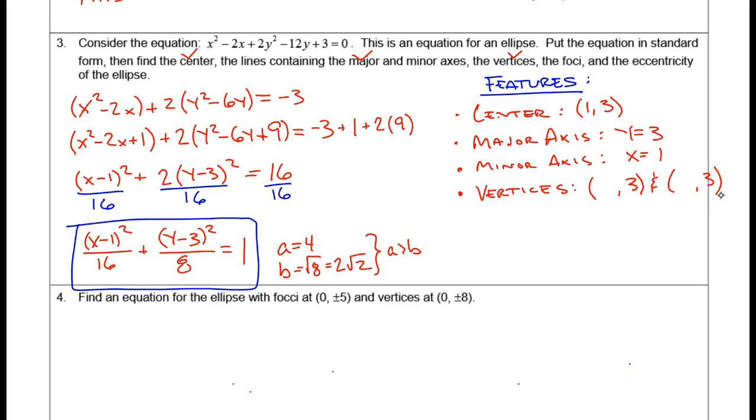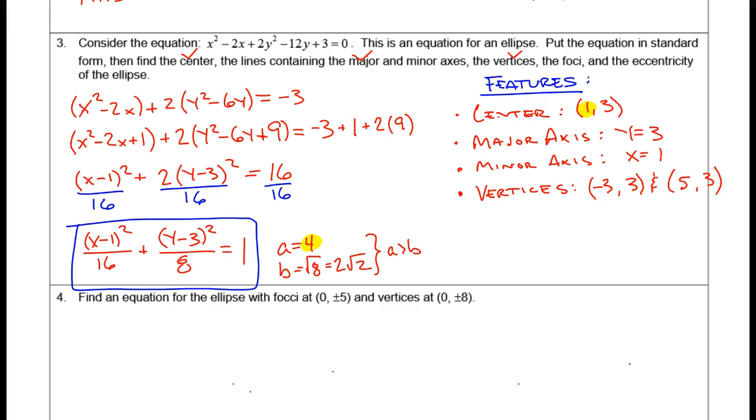And how are we going to find the x coordinate? Well, we're going to take this a value and we're going to adjust our x coordinate. So I'm first going to subtract 4 from 1. That will give me negative 3, 3 as the vertex on the left. And then I have to add 4 to 1. 5, 3 will be the vertex on the right.